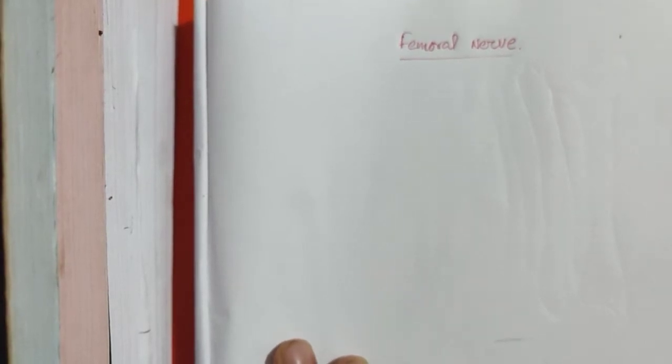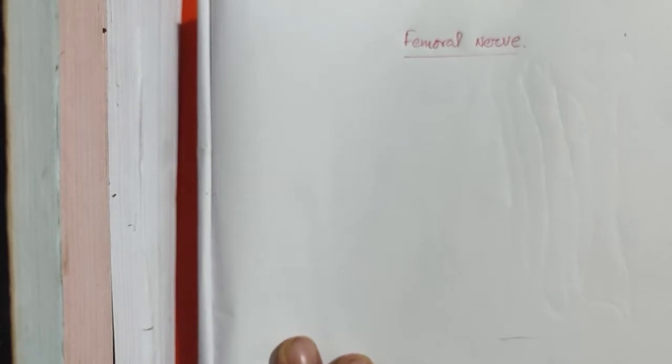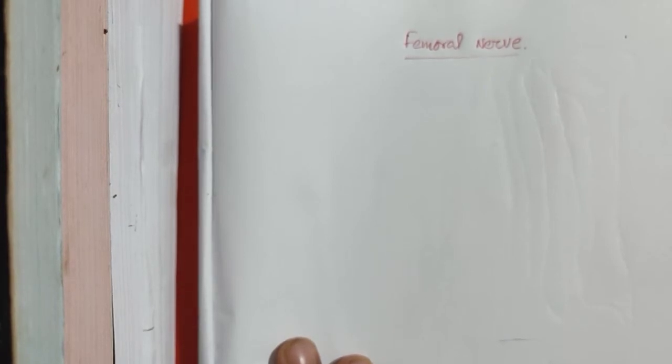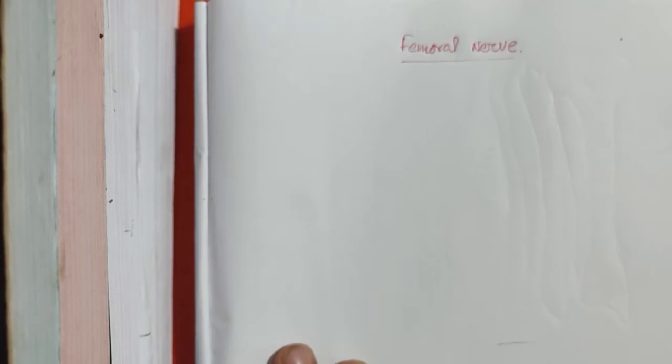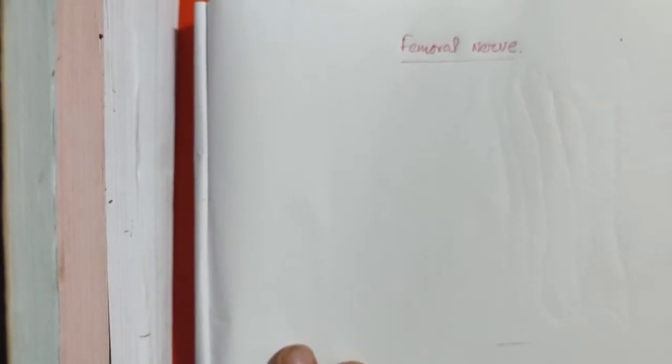We have already completed the various muscles of the lower extremity with its different compartments. Now the next, here we will discuss the various nerves in the lower extremity, and today the topic is the femoral nerve.